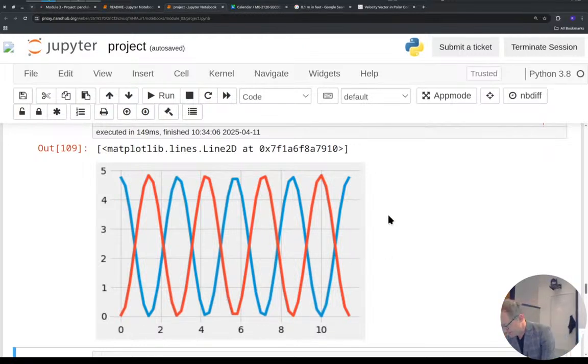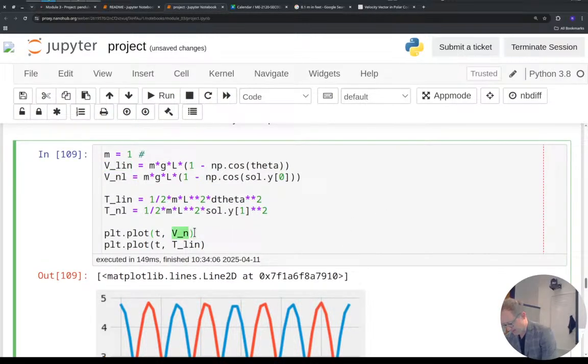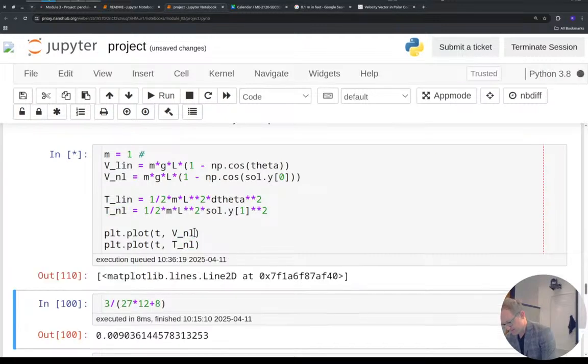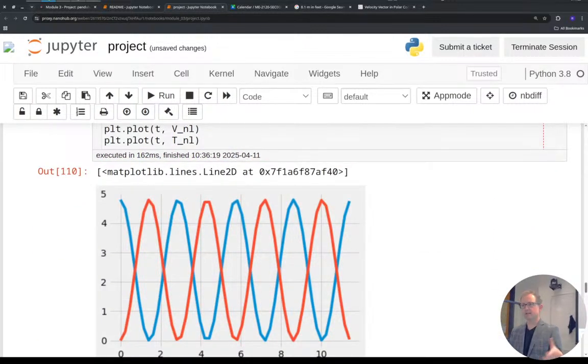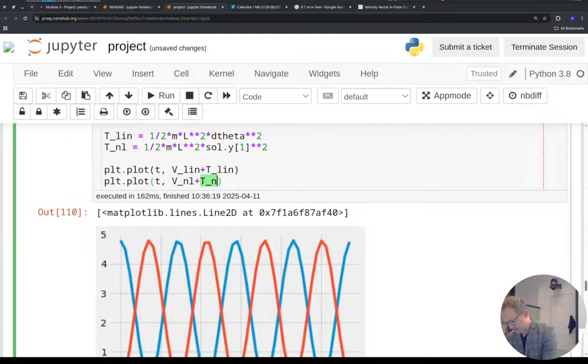All right, so now let's look at some stuff that doesn't make sense. And yeah, we can look at nonlinear. No difference, it looks like the same graph. So instead, let's say V linear plus T linear, V nonlinear plus T nonlinear. If I take kinetic plus potential energy, what should this graph look like? What kind of function?